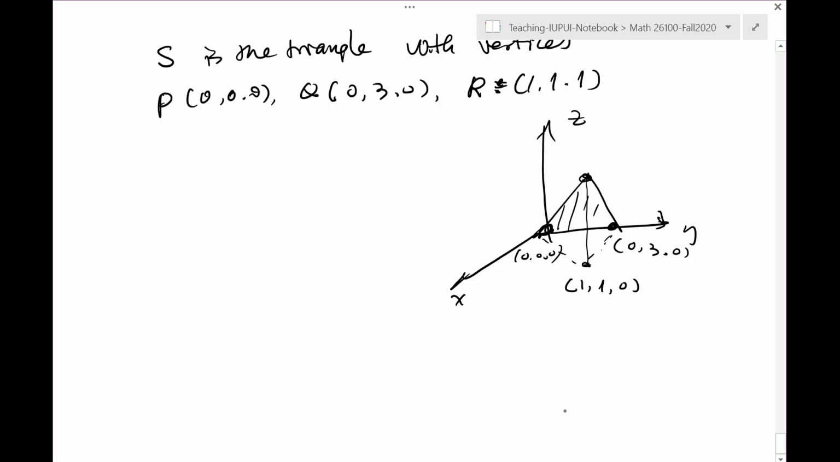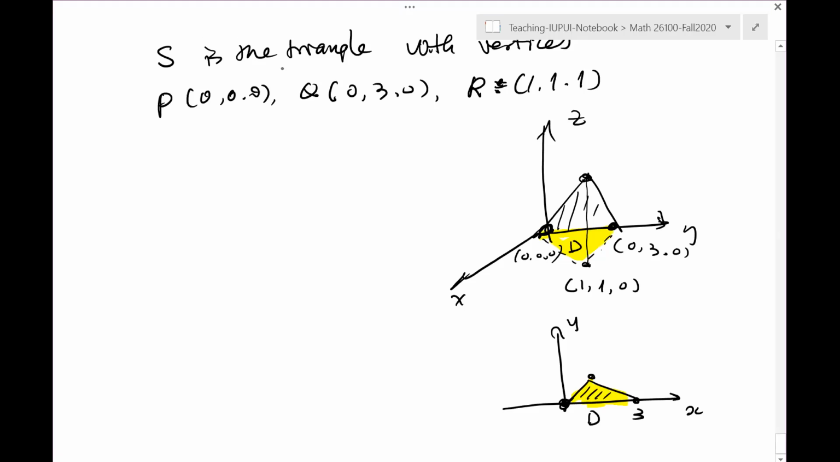So what is D? If you look at D carefully, it is in the xy plane. It's 0, 0, and here's 3, and then there's a point 1, 1. So that is my D. If you want to color it, that's my color. That's D.